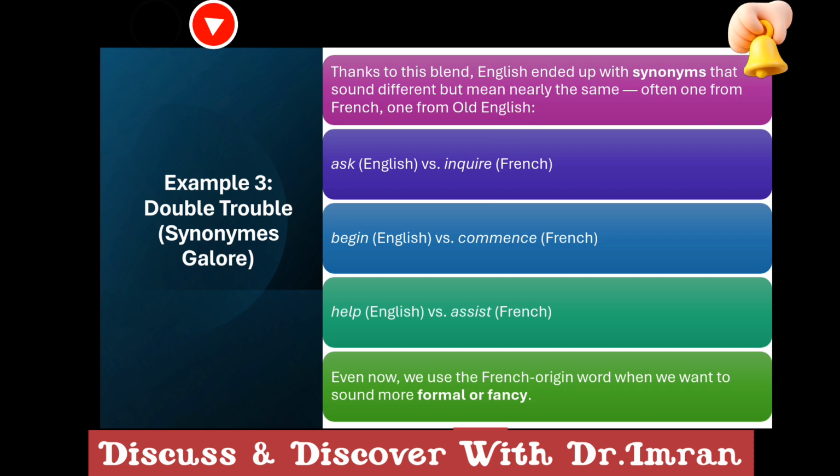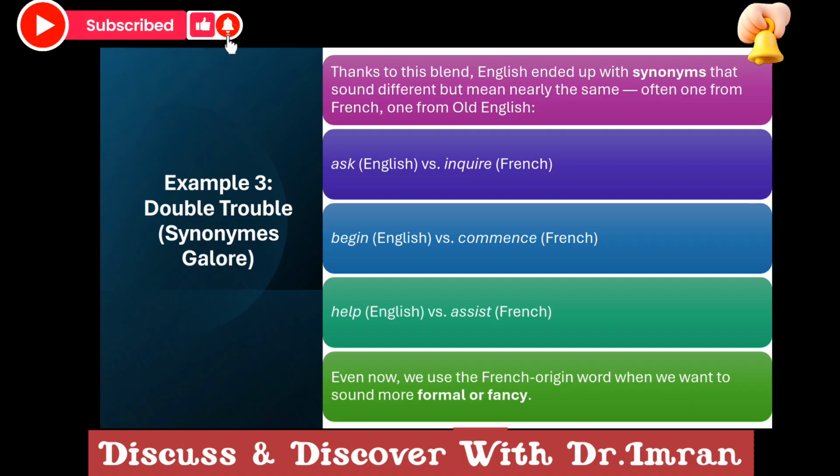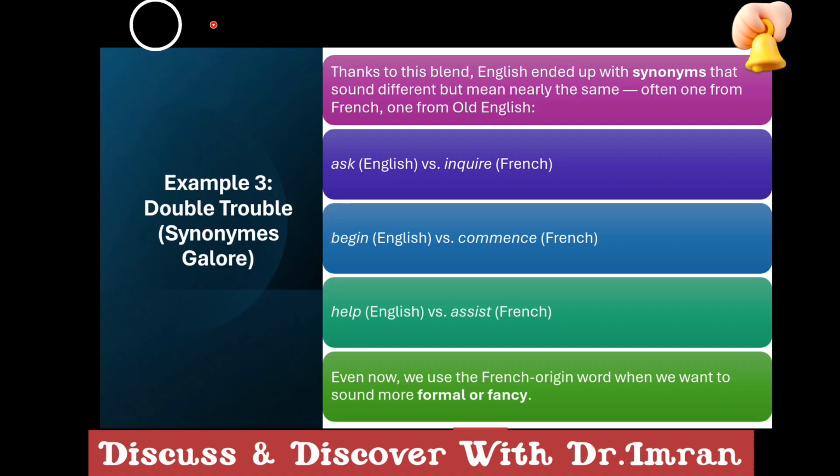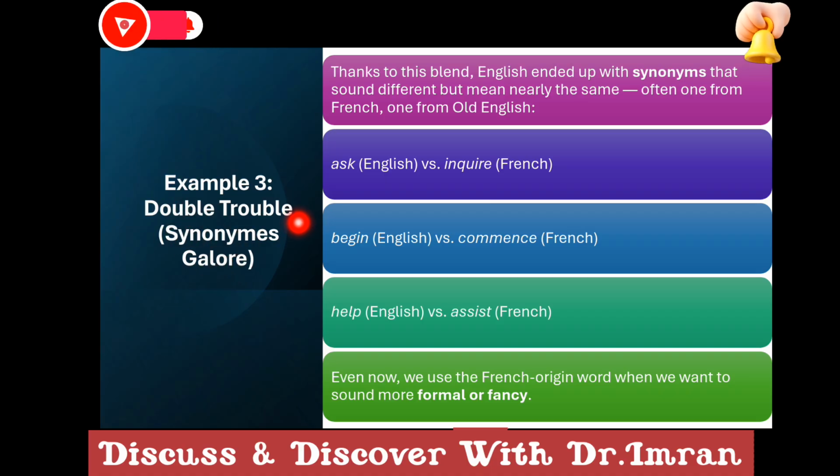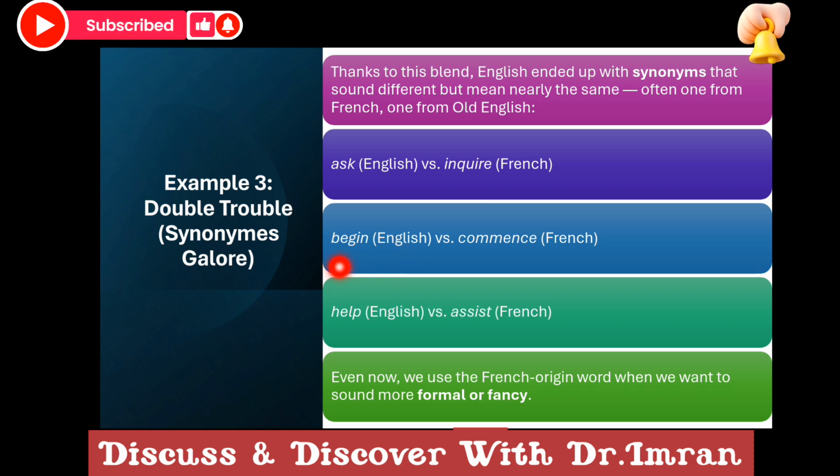So if the division was there, that was because of what? Of the synonyms. For example, ask, that is an English word, versus enquire, that's a French word. So enquire is the synonym of ask, but enquire was used by the French, the nobility, by government officials, while ask was used by the peasants, by the common people. So we're talking about double troubles, right? Synonyms.